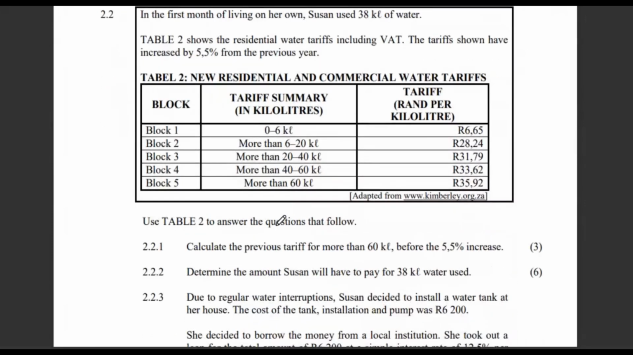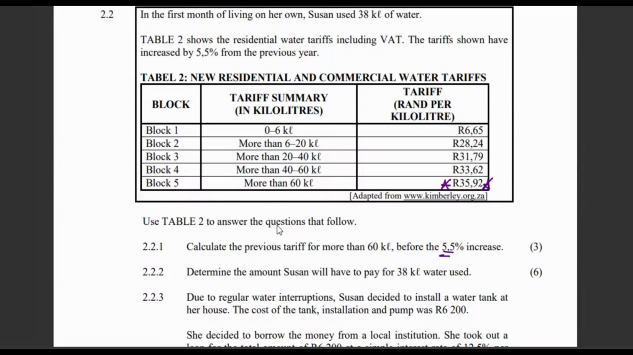The first month of living on her own, Susan used 38 kiloliters of water. The residential water tariff, including VAT, as shown below, has increased by 5.5% from the previous year. Look at the previous tariff for 60 kiloliters before 5.5. So we are looking at this. So this price is new after a certain value was increased by 5.5%.